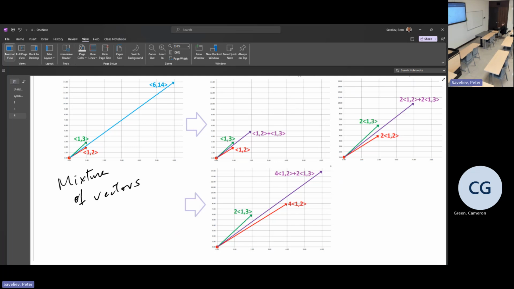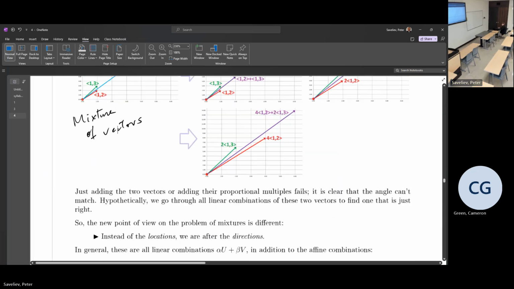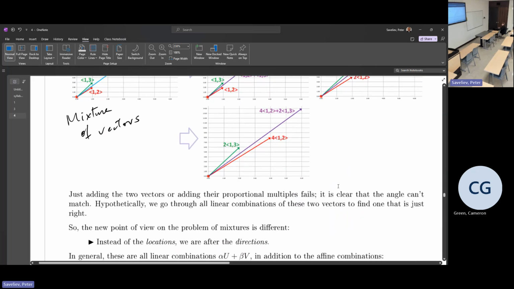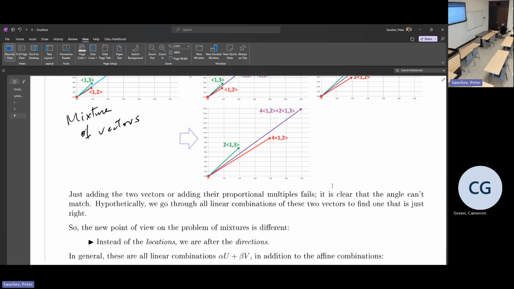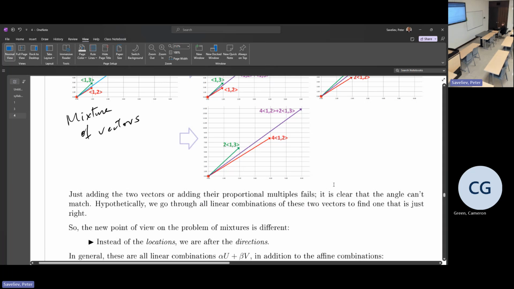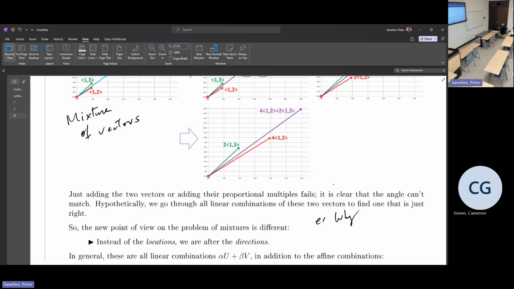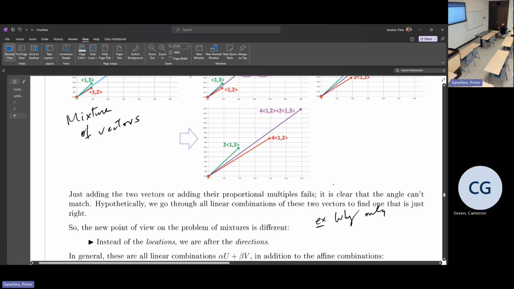That's what a combination stands for. Okay, so multiple fails, and then somehow we went through all the linear combinations and found the one that is correct. The only one is correct, as a matter of fact. So it's not entirely clear why. That's an exercise. There's only one correct combination.